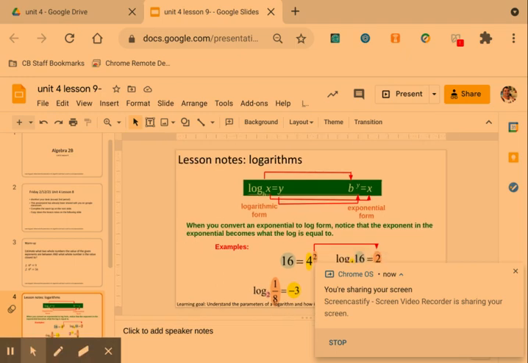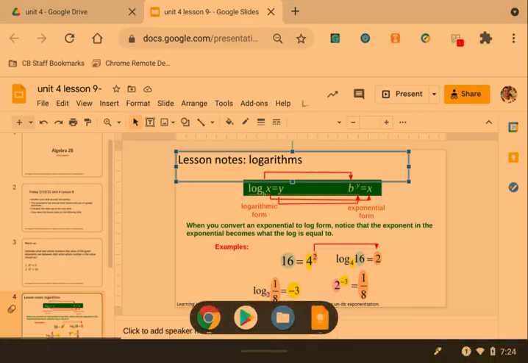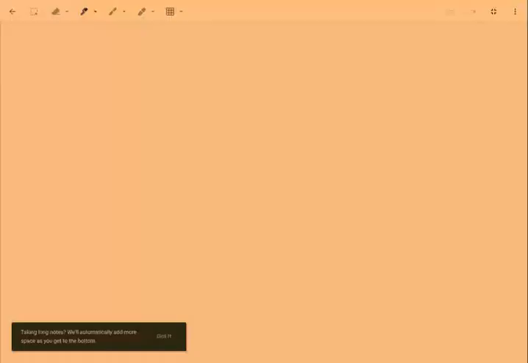All right, we are moving on to lesson 9 today. Lesson 9 is about something called logarithms, as it says here. And basically, what a logarithm is is the opposite of an exponential equation. So, to explain to you how logarithms work, I'm going to show you a couple of examples here.